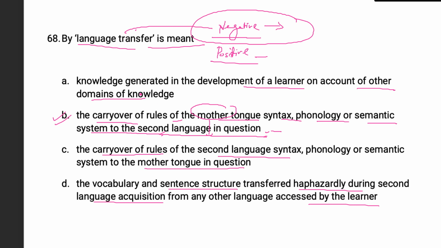Language transfer का simple meaning क्या है? जब आप एक foreign language अपनी mother tongue के rules and regulations and grammar and syntax उससे आप learn करने की कोशिश करते हो, क्योंकि mother tongue के rules आपको easy पड़ते हैं और वो रूल्स आप टारगेट लैंग्वेज में अप्लाई करने की कोशिश करते हो. सो दिस इज लैंग्वेज ट्रांसफर.